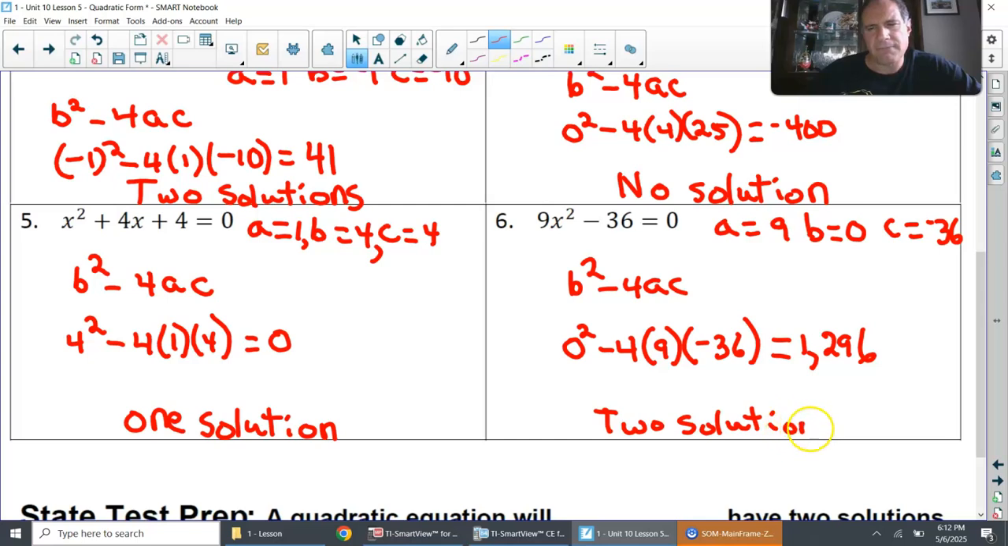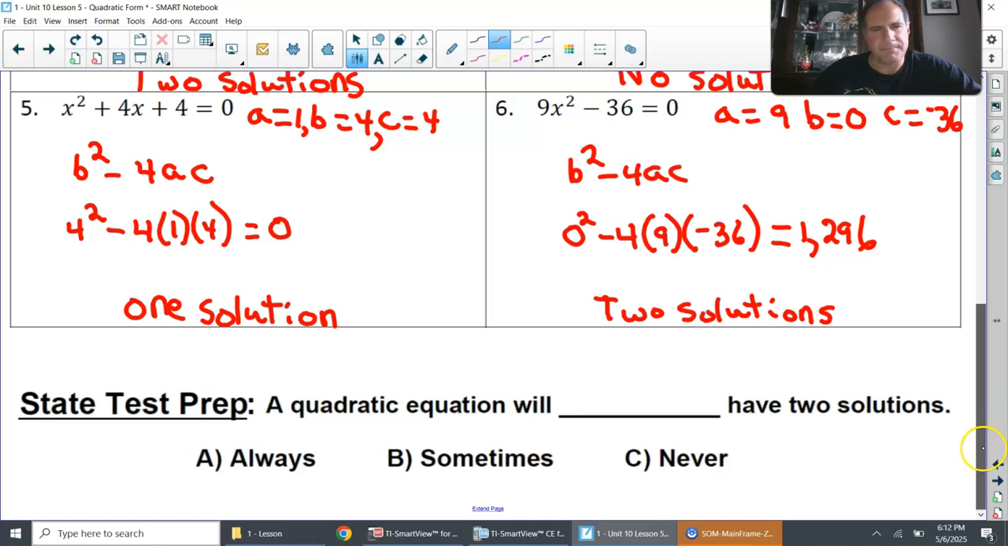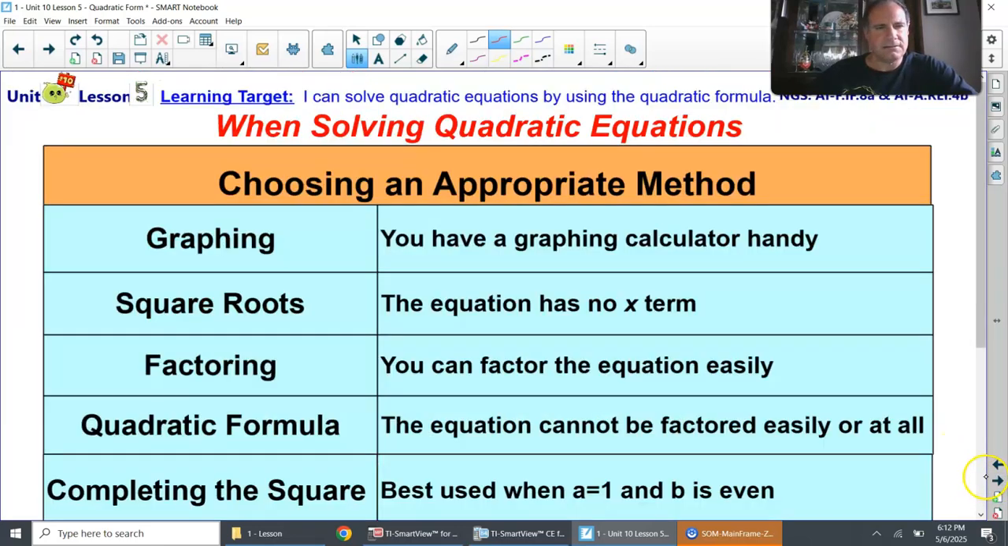And again, every time that you do this, you could check to see if this is correct by checking in the calculator. Just graph it, and you'll see if your answer is correct or if you messed up. A quadratic equation will blank have 2 solutions always? No. Sometimes? Yes. Never? No. And that is it.